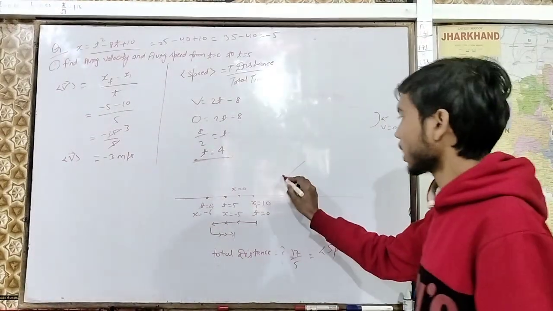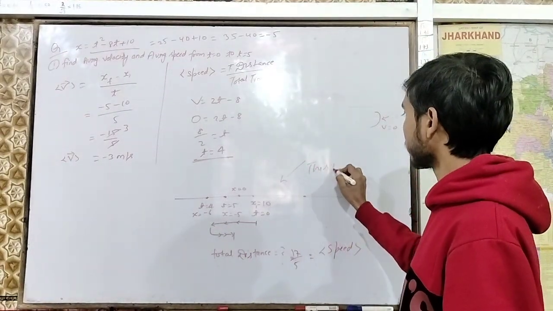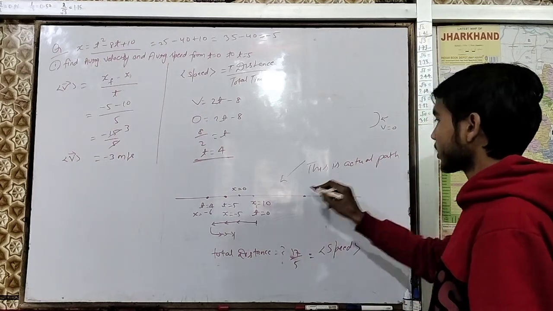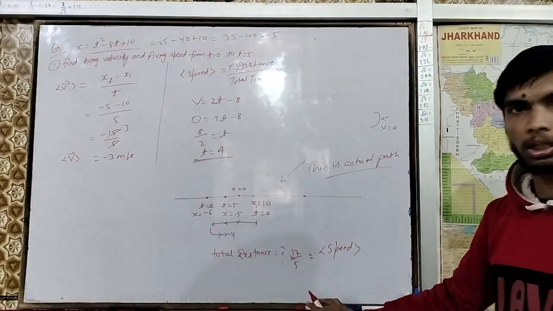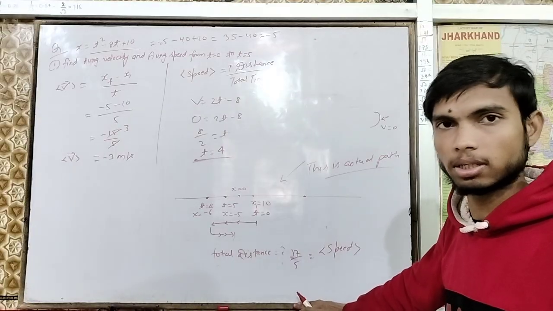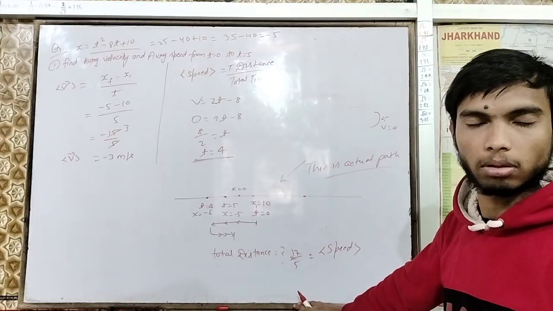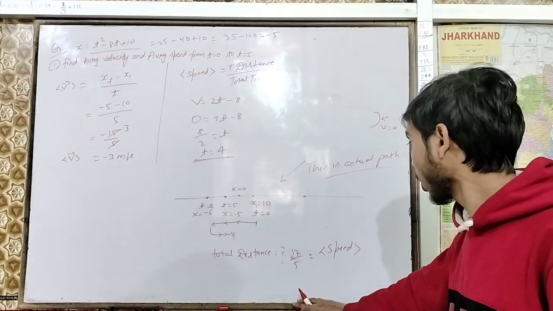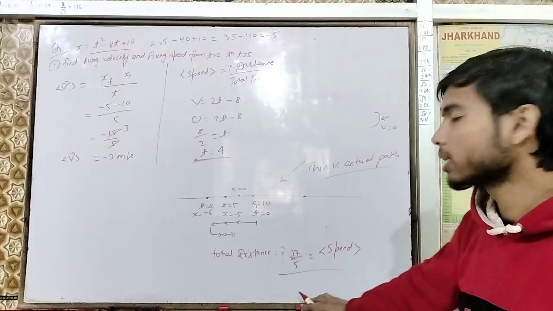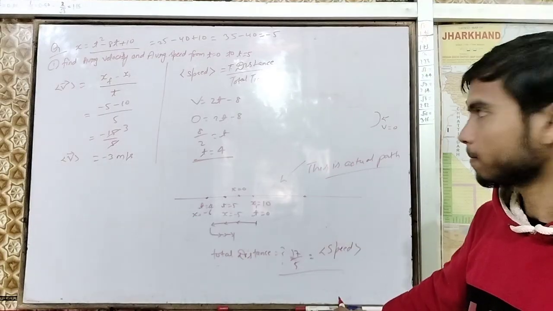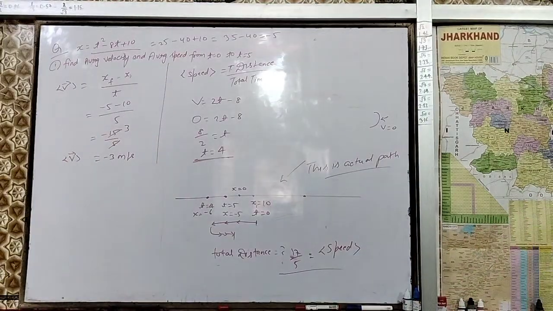This was your actual part. It was compulsory. First of all, find the initial location, final location, then turning point. Then see your actual covered distance. Then you will get total distance, and divide that total distance by time. You will get average speed. Have a look.